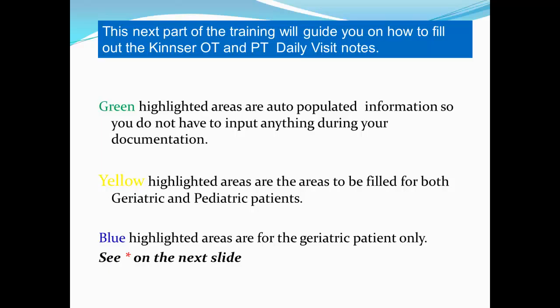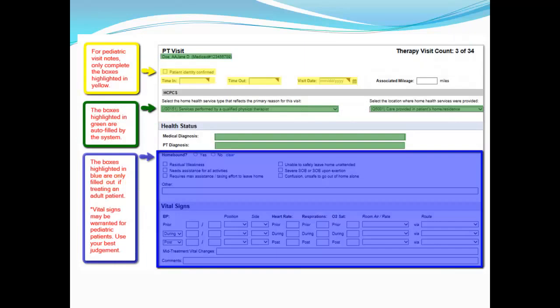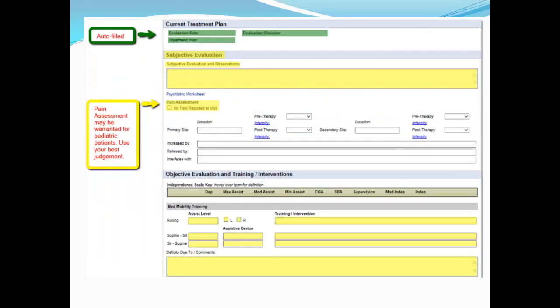This next part of the training will guide you on how to fill out the Kinnser OT and PT daily visit notes. Green highlighted areas are auto-populated information, so you don't have to input anything during your documentation. Yellow highlighted areas are the areas to be filled for both geriatric and pediatric patients. Blue highlighted areas are for the geriatric patient only. The vital signs may be warranted for pediatric patients. Use your best judgment.